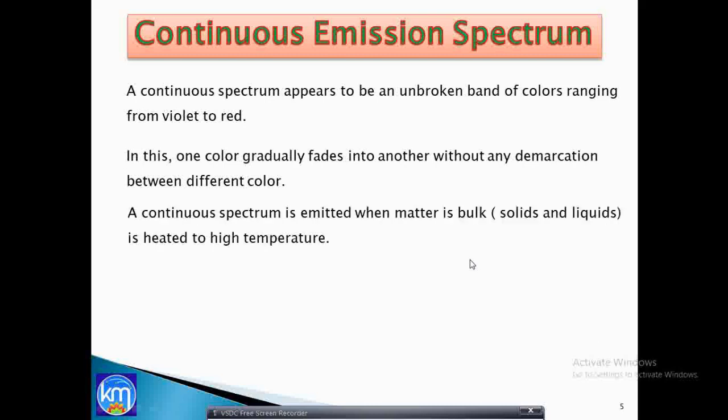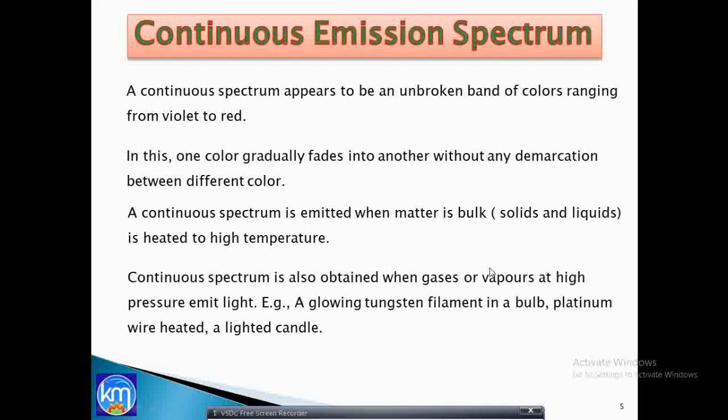So what are the sources? Whenever we have any bulk material, that is solid or liquid, heated to very high temperatures, we can see this continuous emission spectrum. The examples for continuous emission spectrum are the tungsten filament, and another we can use is candle light. So these will be the sources for the continuous emission spectrum.